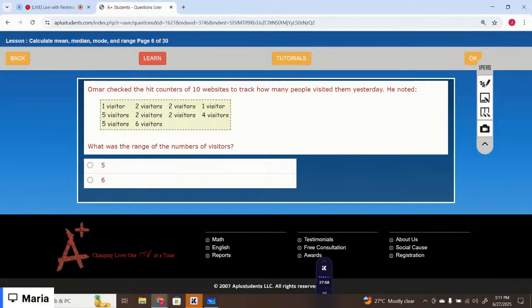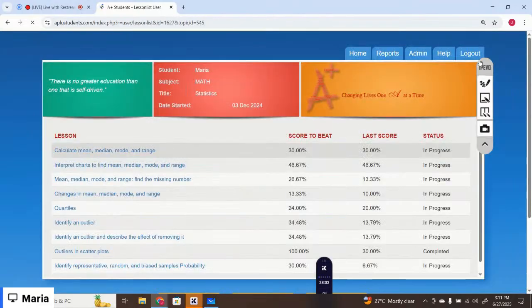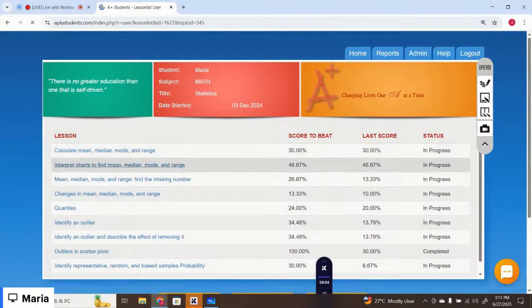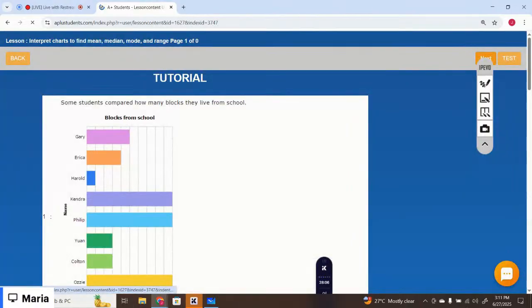Okay, we can complete the lesson by yourself. Go through the examples. Interpret chart, we find mainly from the page.